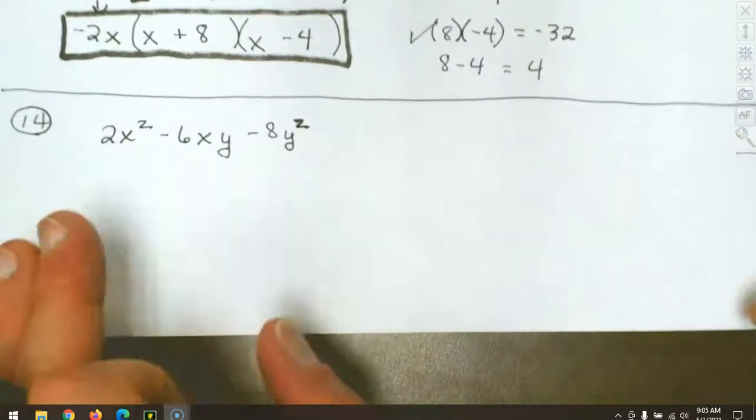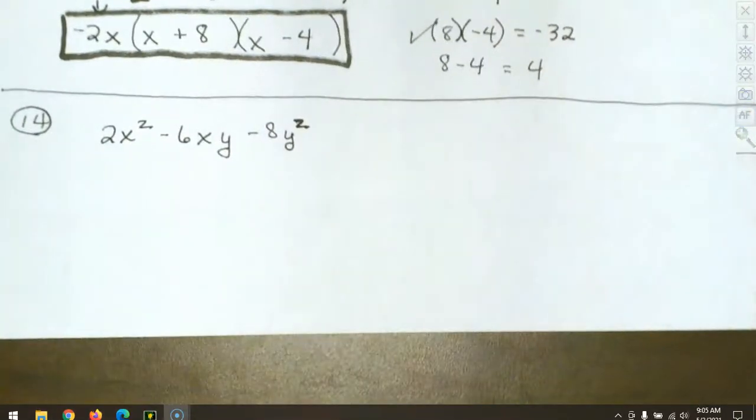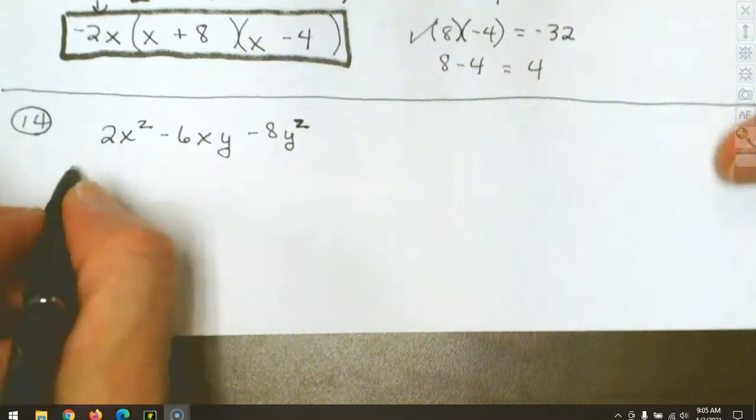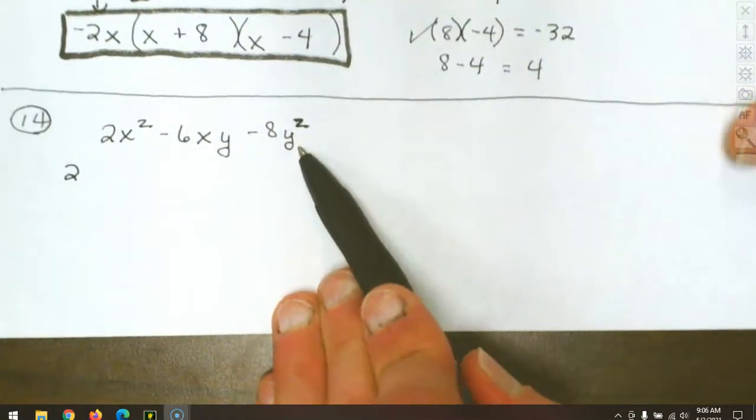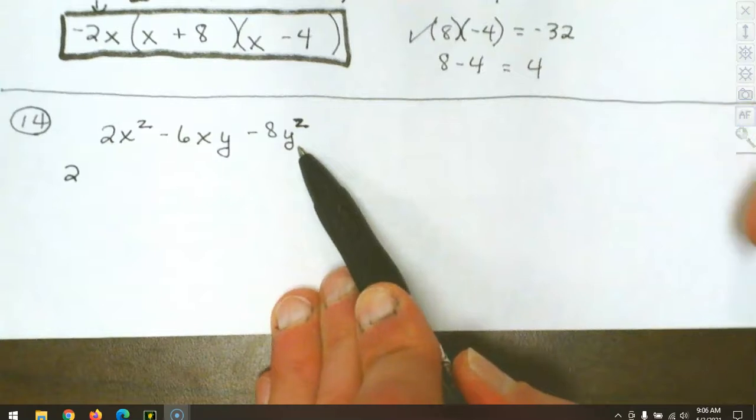And so our first step is to look at the three numbers that we have to see if something can factor out. We have a 2, a 6, and an 8. So 2, 6, and 8 all have a 2 in common. Always do that first. See if there's something in common. So a 2 can come out. Now, can we take a variable out? No, because this one does not have an x. So we cannot take a variable out.